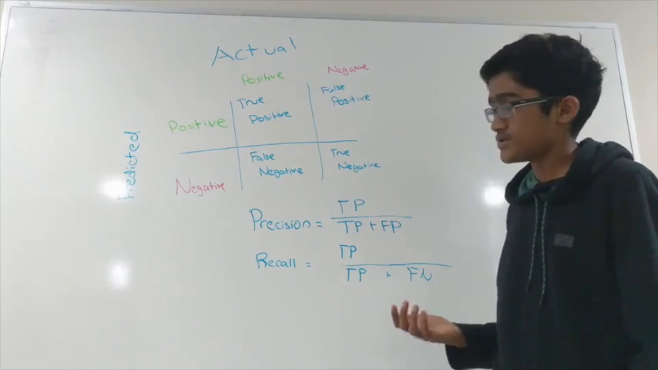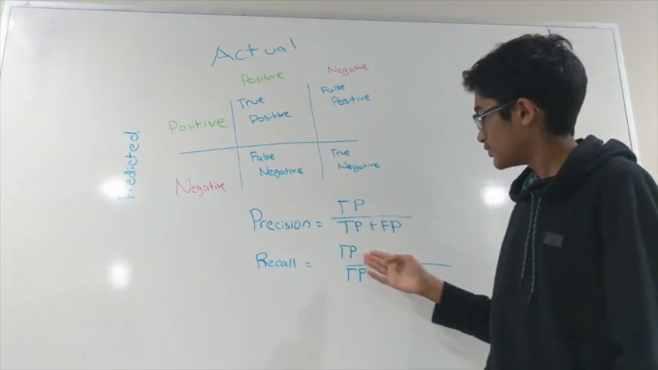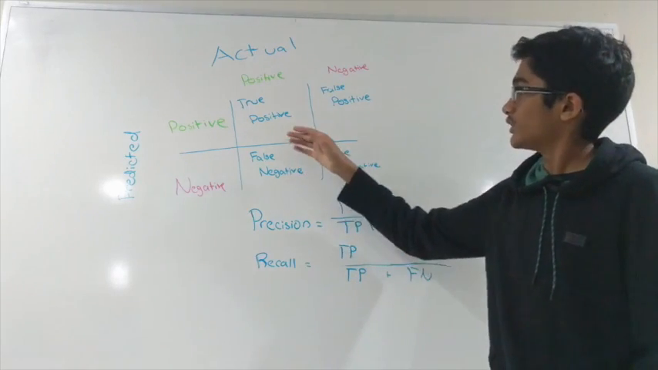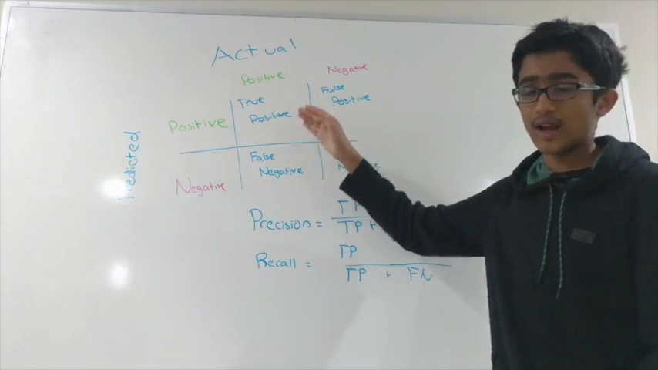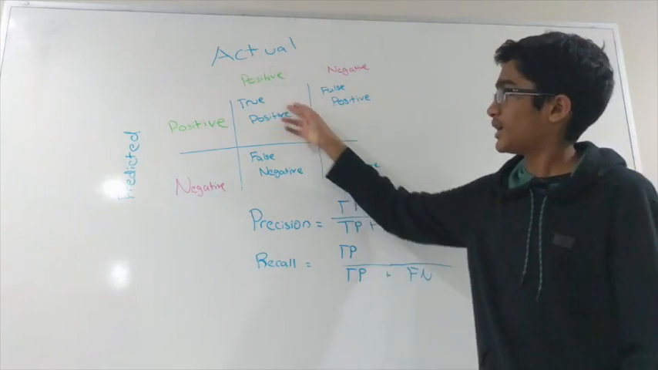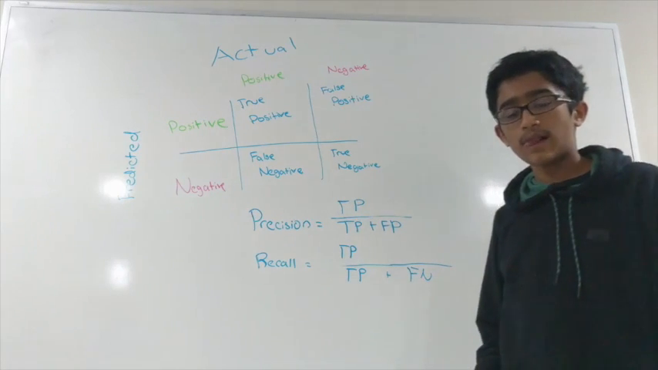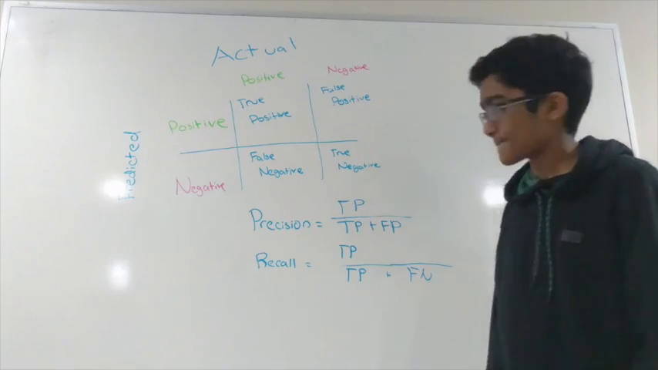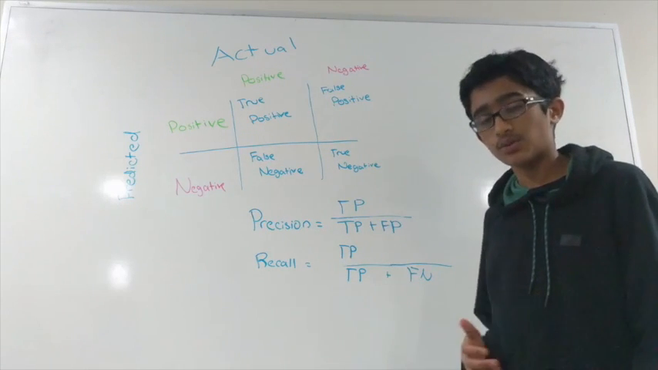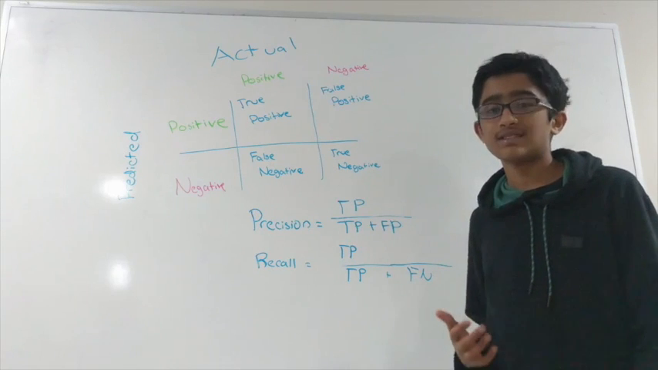Another metric that is used is recall. It's true positive over true positive plus false negative. So out of all the things that are actually positive, how many did the model classify? So out of all the potholes, how many did the model classify? And so those two metrics are very useful when you're judging the validity of models where there's a severe class imbalance.